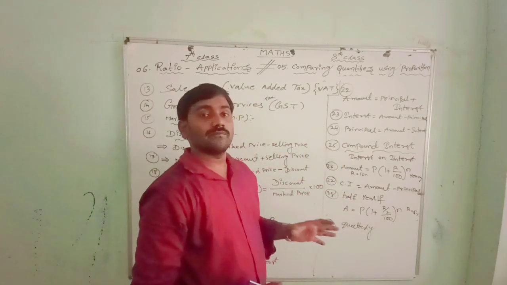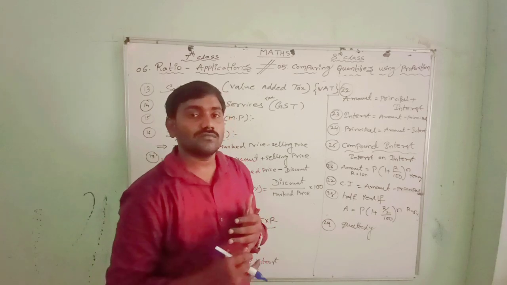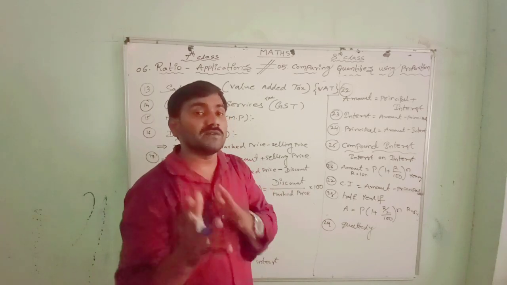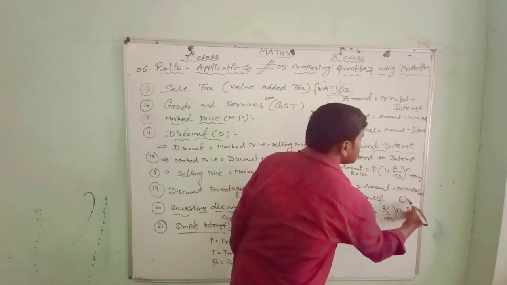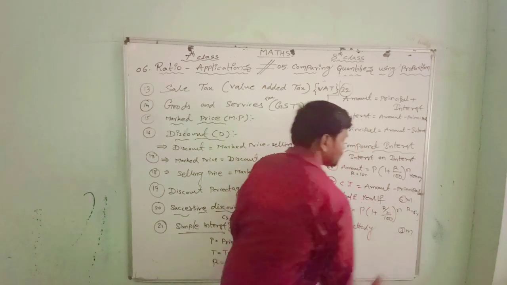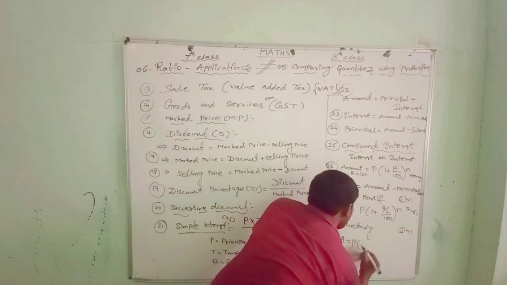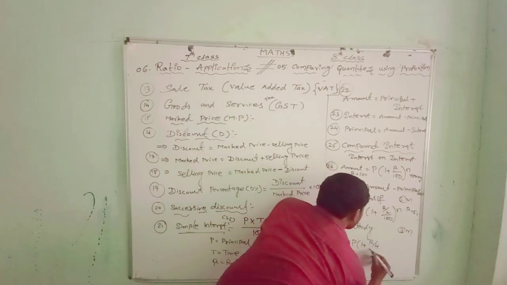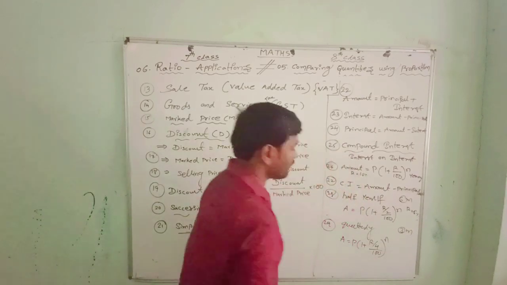Quarterly means after every quarter year, we take it for every 3 months once. Half yearly means 6 months; here it is 3 months for every quarter. Then we take A equal to P(1 + (R/4)/100)^n.